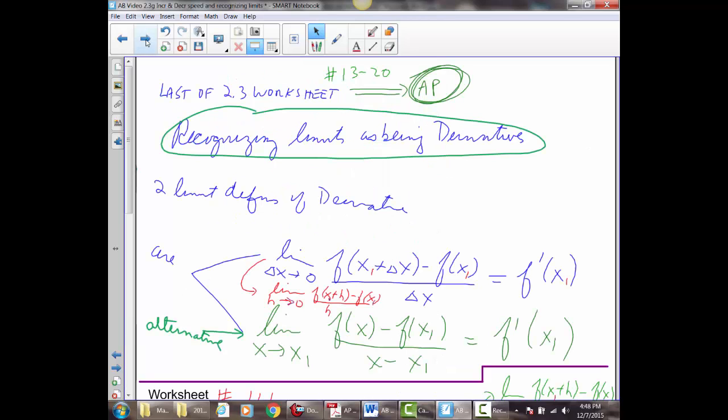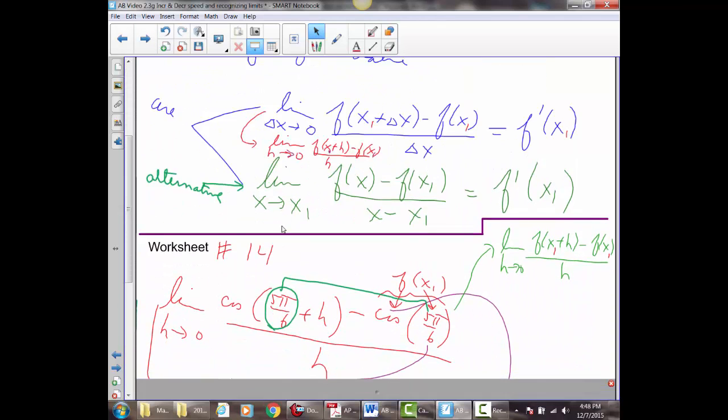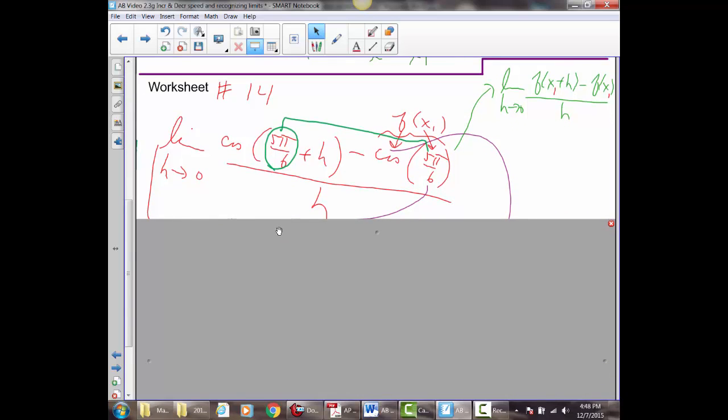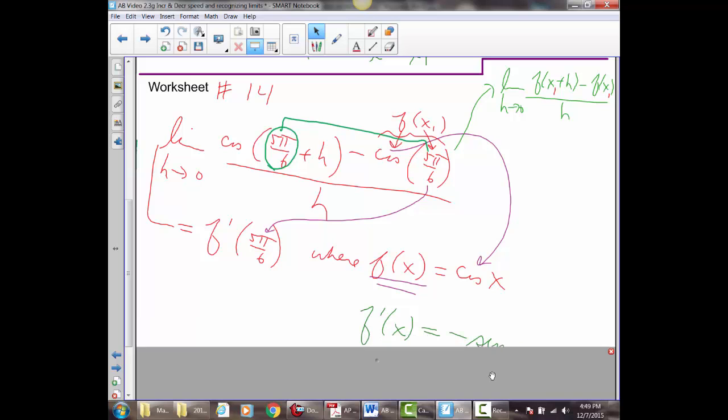We've already done this, recognizing the two limit definitions, the original and the alternative, and recognizing them as being derivatives. So when you look at number 14, we're hoping that you'll go, oh, look, it's the limit as h goes to 0. There's an h here. Doesn't this look like f of x plus h minus f of x? Now, it's actually f of x1 plus h minus f of x1. So your function is cosine of, and your x1 is pi over 6.